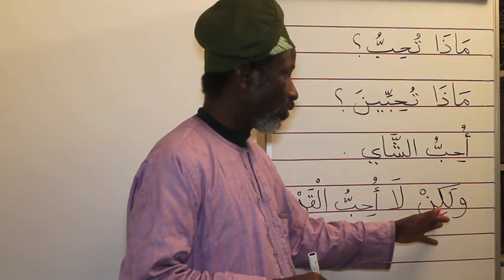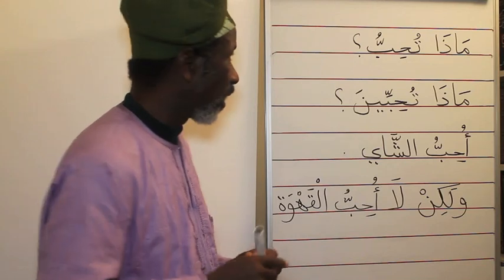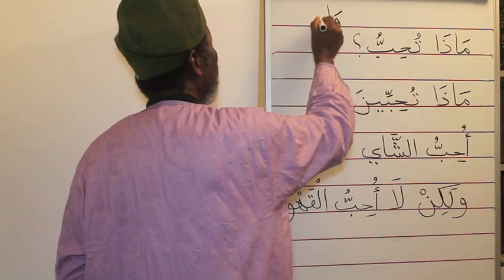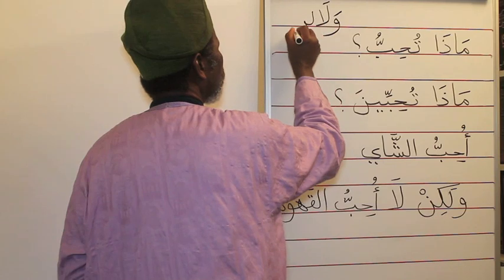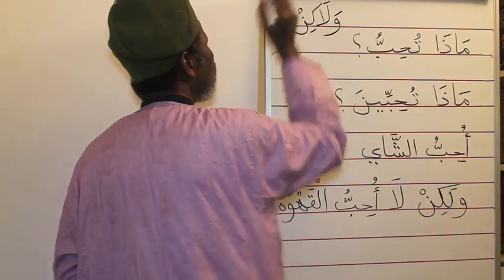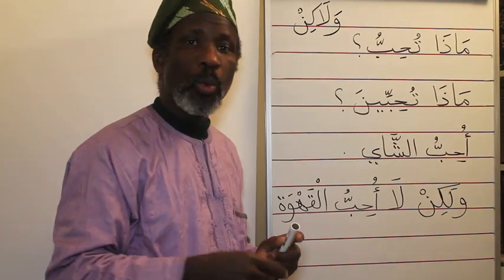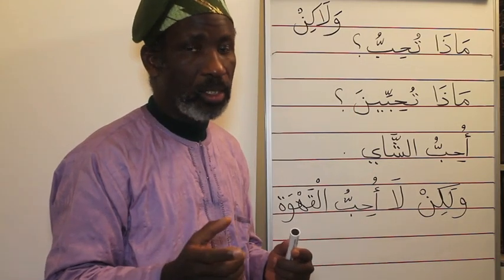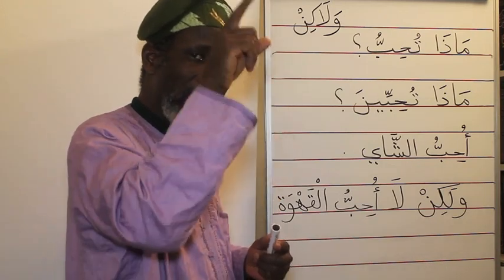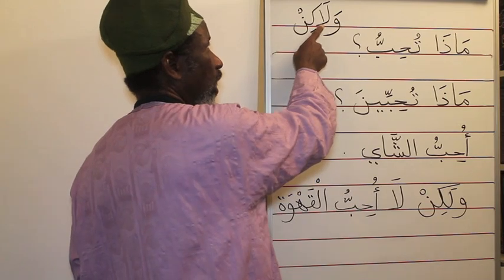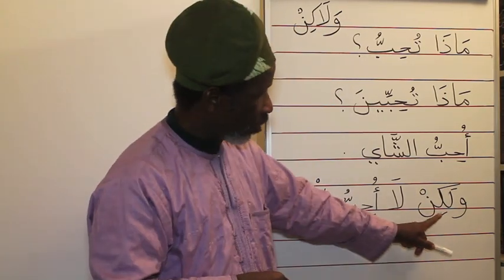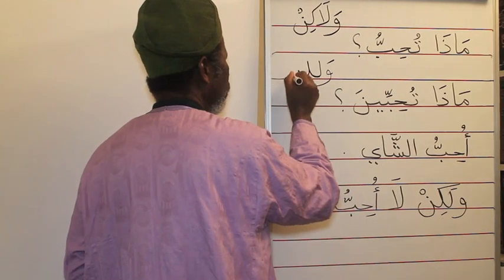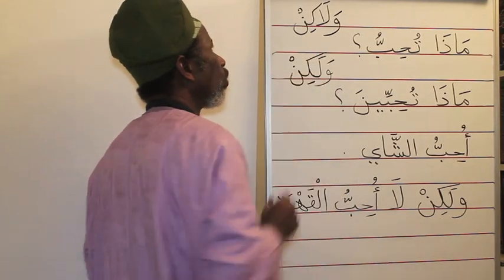Now, ولكن, if you remember, lengthening alif. What you are hearing, or what you are saying, is wa-la-kin. Walakin. That's what we say, and that's how it should be pronounced. But this lengthening alif is one of the few Arabic words where you omit the lengthening in writing. The others will come. You say walakin, but you don't write it like that. You write it without lengthening alif, so simply like this. Walakin, without the lengthening alif.